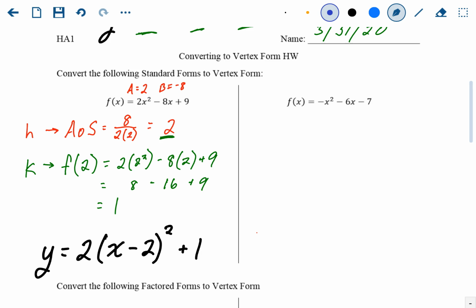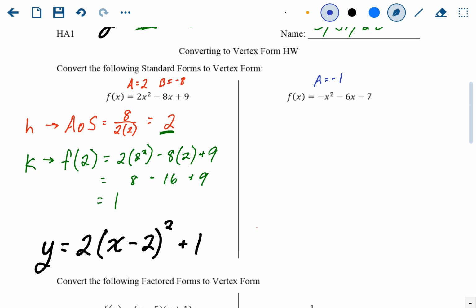Okay. The a value here, there's not a number in front of x squared, but there is a negative, so it's negative 1. Okay. Find the axis of symmetry. Okay. The opposite of b, which is negative 6, so it's going to be 6 over 2 times a, which is negative 1. So we have an axis of symmetry of 6 over negative 2, which is negative 3. And again, that's h.